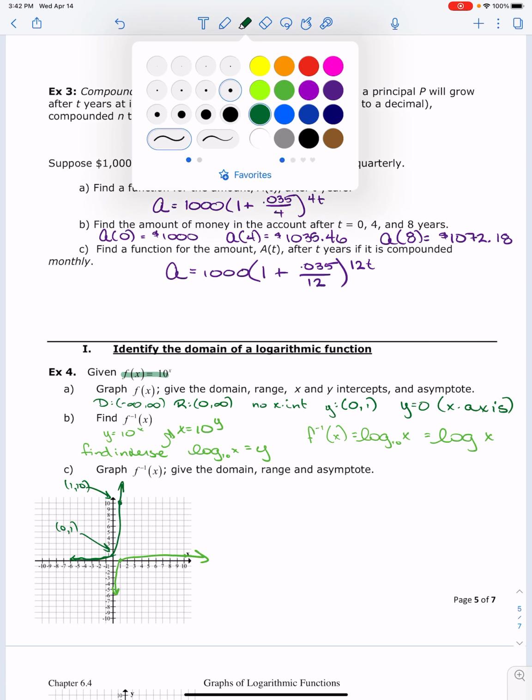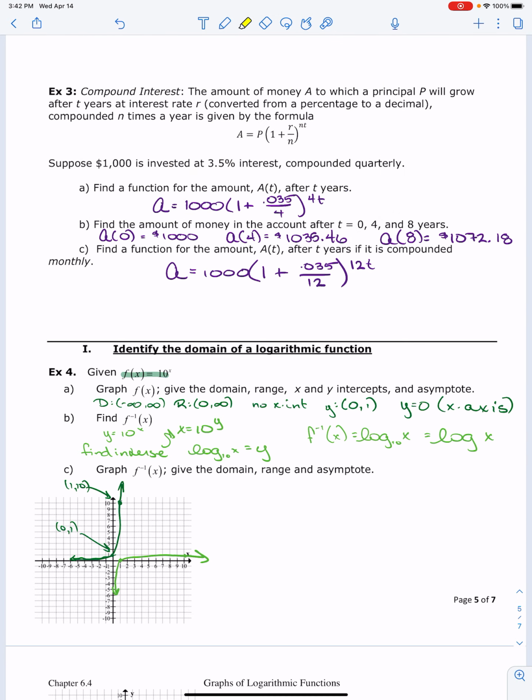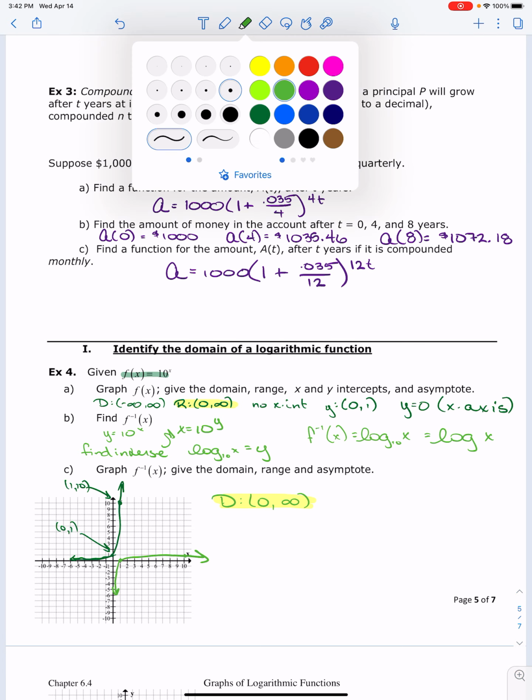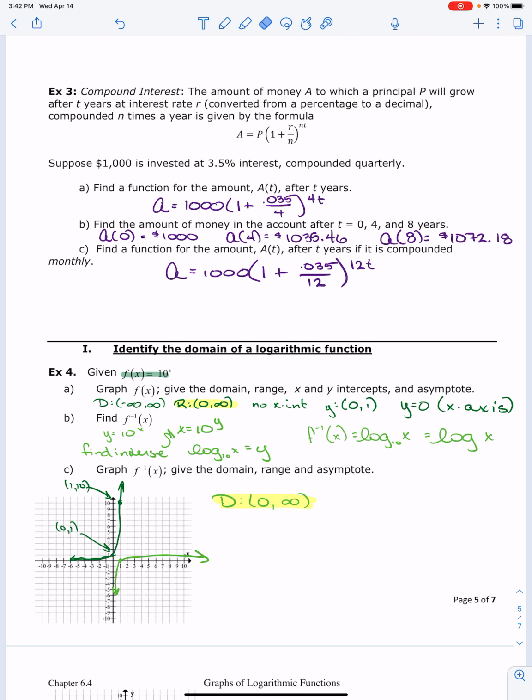I know that the range of my original function is going to be the domain of my inverse function. So my domain here is 0 to infinity. I know that the domain of my original function is going to be the range of my inverse function. So my range is negative infinity to infinity.